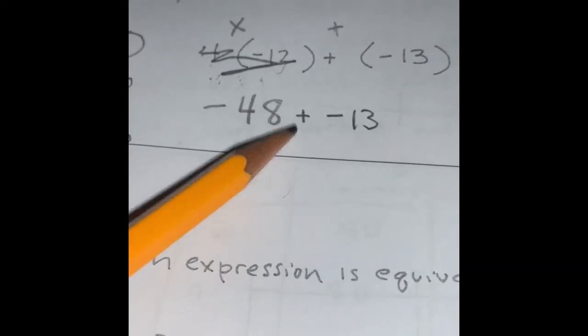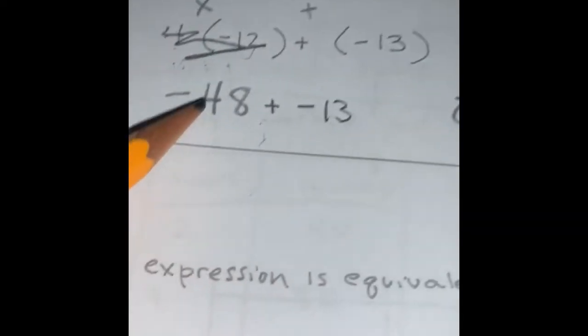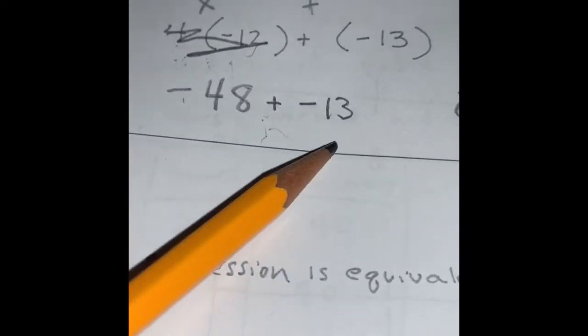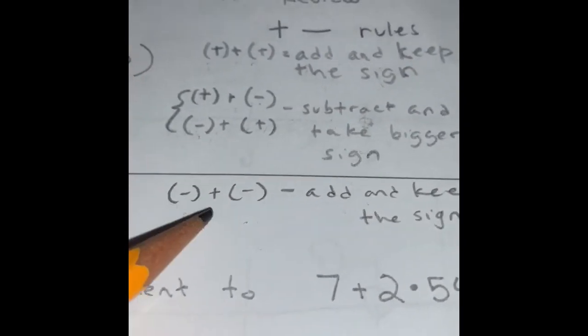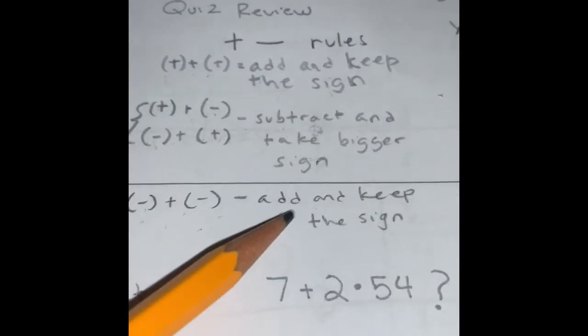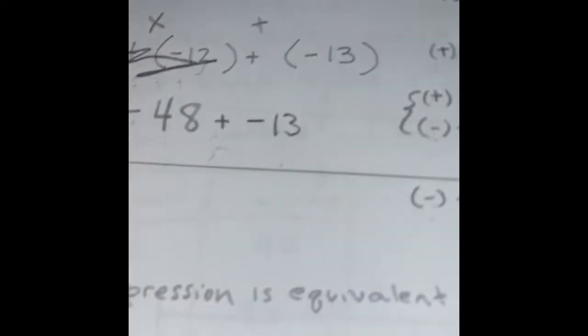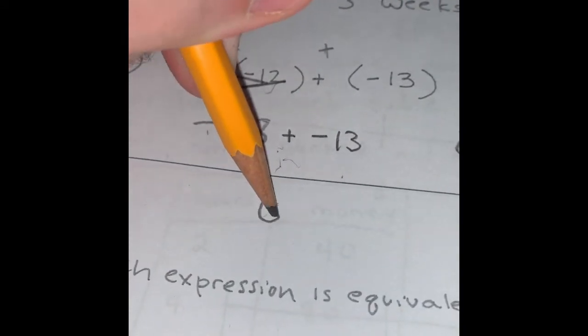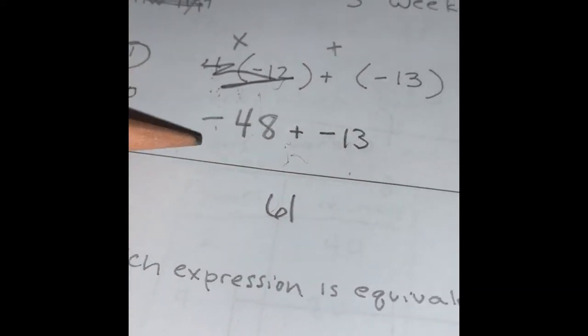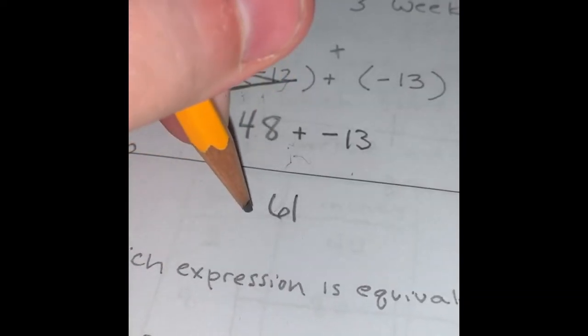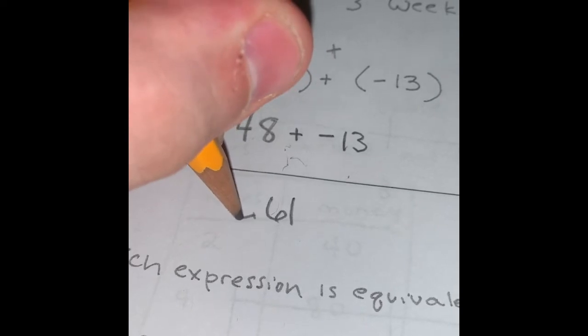Now I'm going to look at my adding rules. So if I'm adding a negative plus a negative, I'm going to look at what I have to do. Negative plus a negative, add and keep the sign. So I'm going to add the numbers together. 48 plus 13 is going to be 61. And I'm going to keep the sign, which is the negative sign. So negative 61 would be my answer.